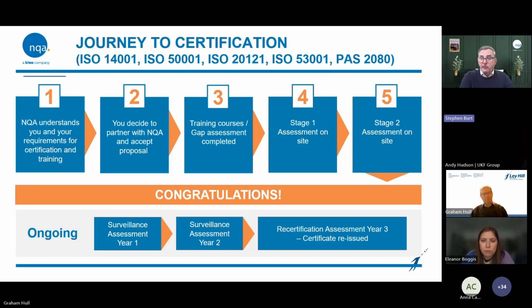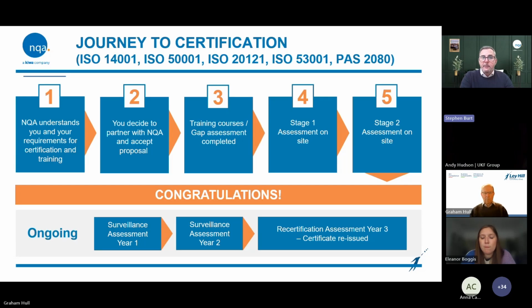ISO 53001, Graham mentioned earlier, this is the pending United Nations Sustainable Development Goal Management System standard. Very, very excited about that coming along. And then there's some others as well. PAS 2080 is a carbon management in buildings and infrastructure standard. So when we undertake certification services, it results in a certificate which lasts for 3 years, to certify that the management system is in place, it's implemented, it's subject to improvement.